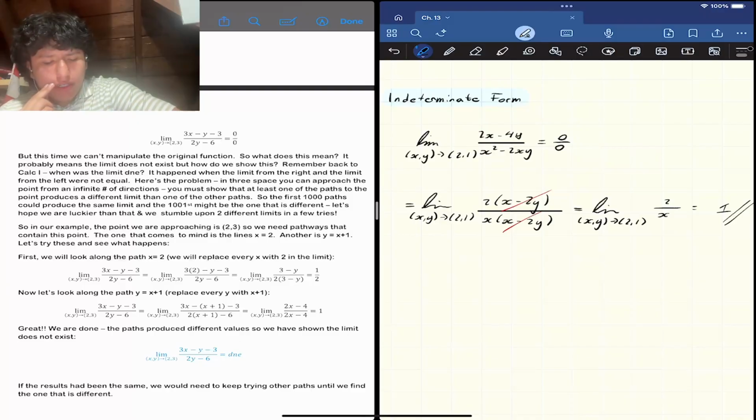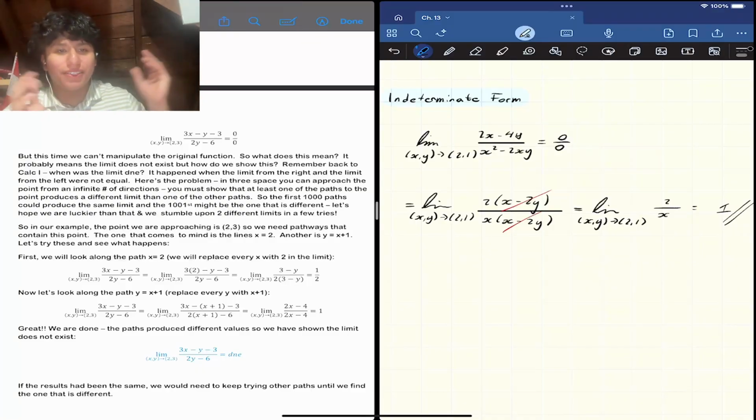Back in Calc 1, when was the limit DNE? It happened when the limit from the right and the left were not equal. Here's your problem. In 3 space, you can approach the point from an infinite number of directions. Well, that's fantastic, actually. I guess that makes sense because in Calculus 1, given limits, left and right on the x, that's where you would approach, right? You would approach it from the x and from both directions. But in this case, we can approach from the y too, and all of the different directions.